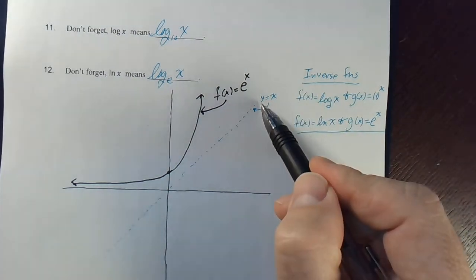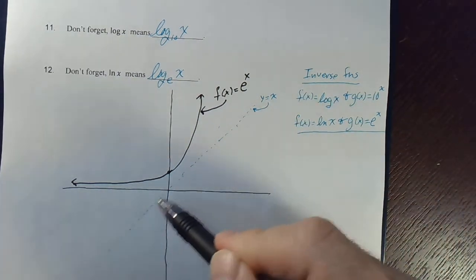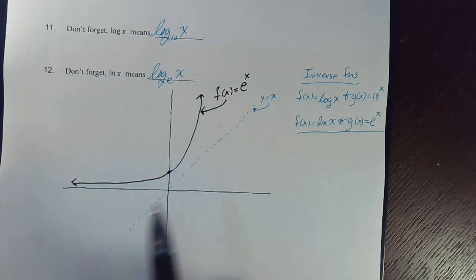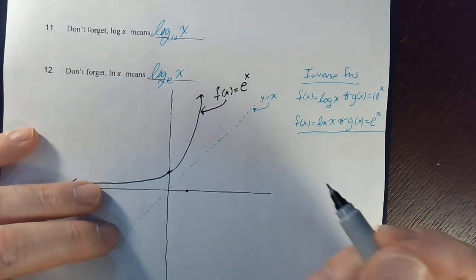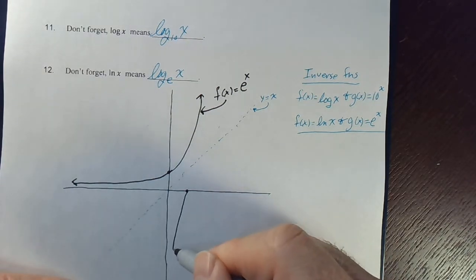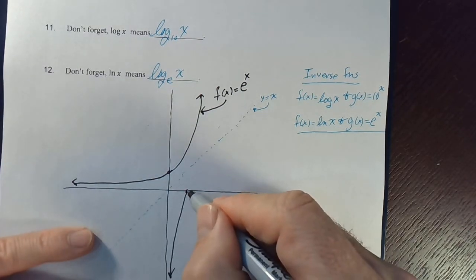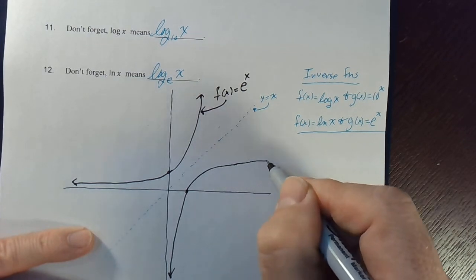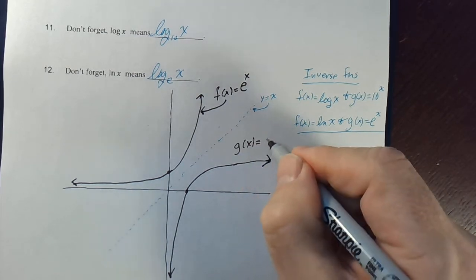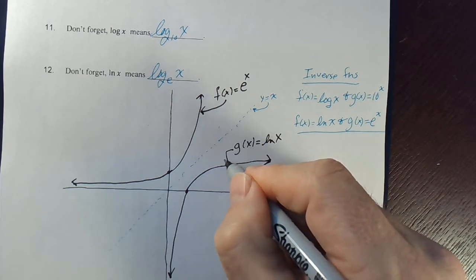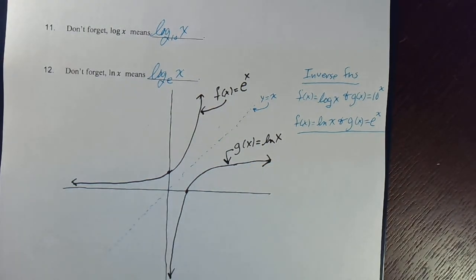Well, the reason I drew the line y equals x, that 45-degree angle straight line, is because remember that all inverse function pairs are symmetric to each other about this line. So instead of 0, 1, it's going to have a 1, 0, and it's going to look like this. And this I'll say is g of x equals ln of x. So that just kind of shows how they are inverse functions. They're mirror images of y equals x.